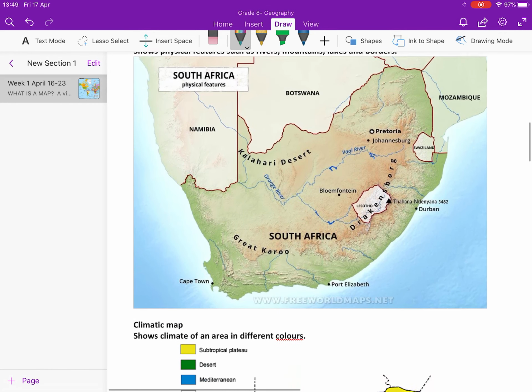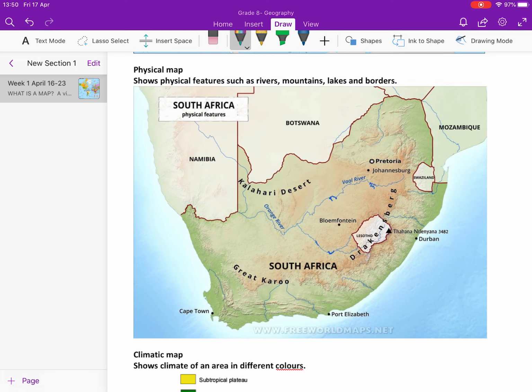Okay, that is a world map. The next type we are looking at is a physical map. A physical map shows us physical features such as rivers, mountains, lakes, and borders.